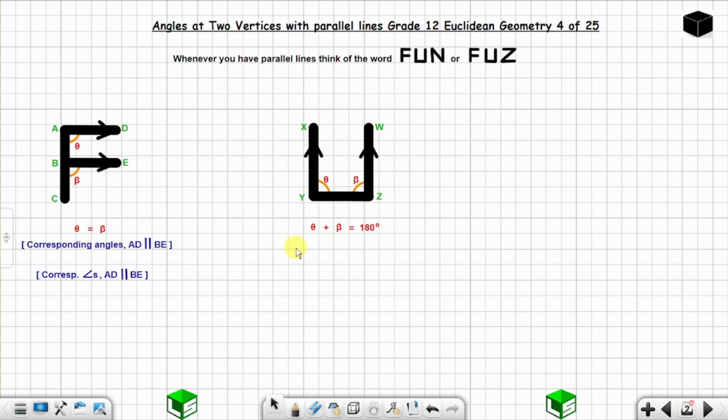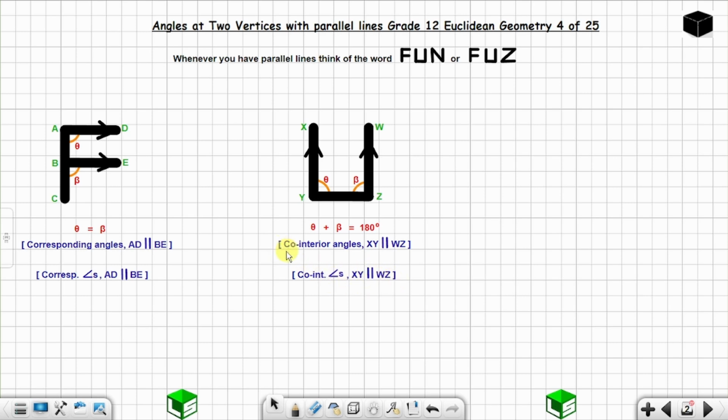The reason will be co-interior angles. You have to state which two lines are parallel to each other. XY is parallel to WZ. You are going to write this in short like this: co-interior angles, XY parallel to WZ.